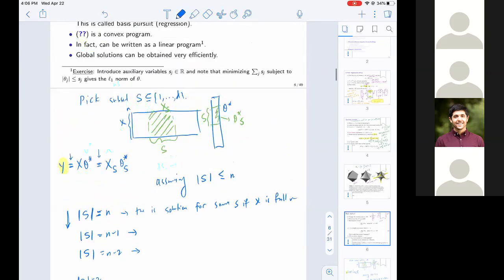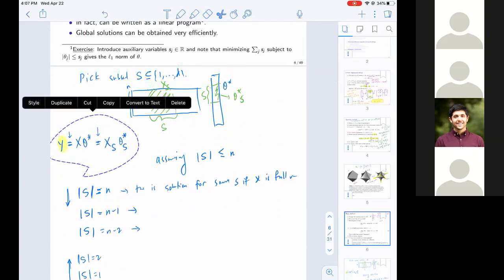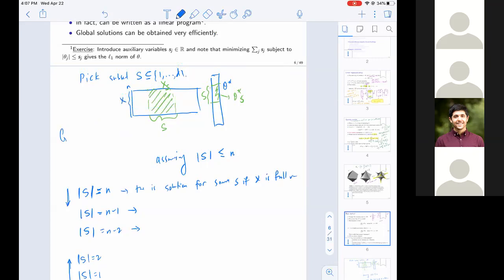What I'm saying is that you're given y, which is equal to x theta star. Construct the sparsest theta such that x theta is equal to y. I want to find theta. I don't know theta star, right?